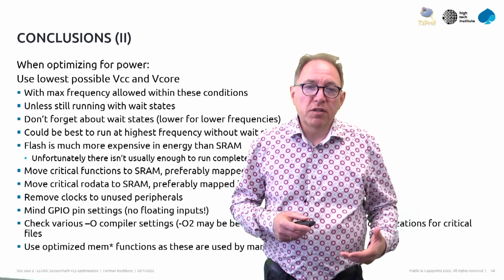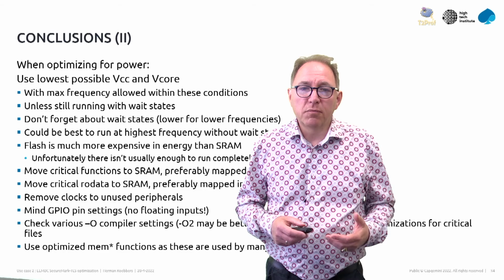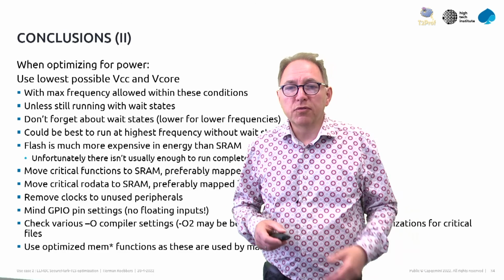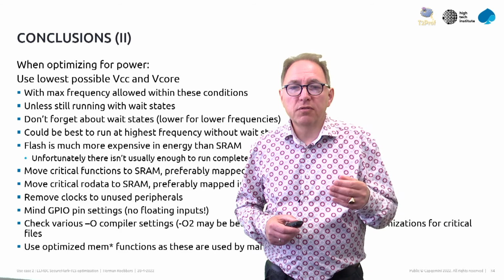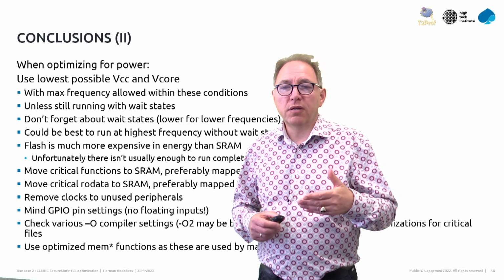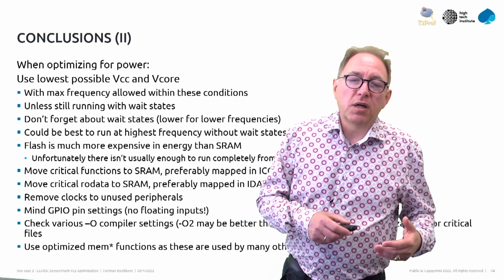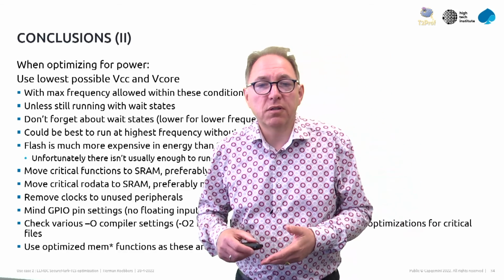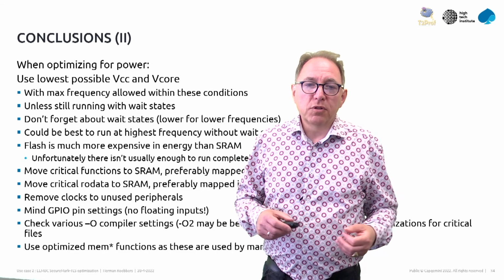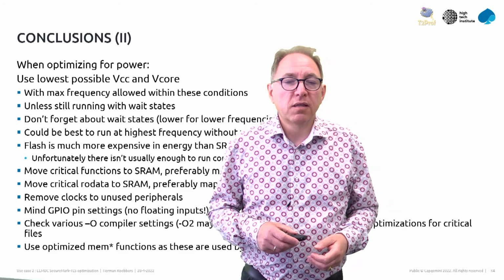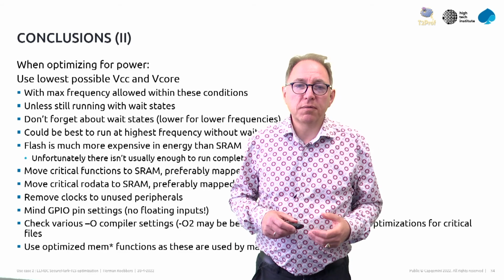Now, flash is more expensive in terms of energy than SRAM, but unfortunately there isn't always enough RAM to completely run all the code from there. So the critical functions you would like to have run in SRAM, preferably mapped in the code address space. So in this particular example it's SRAM2, and the critical read-only data to the SRAM, which is in the data address space, system address space. Turn off all the clocks to peripherals you don't need. Watch out that there are no floating inputs because they can draw milliamps apiece.